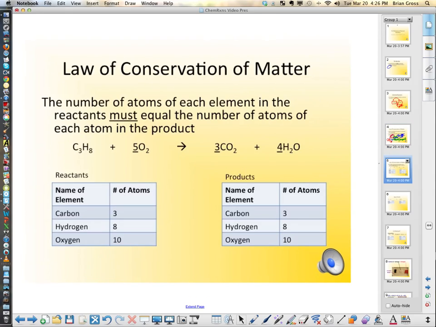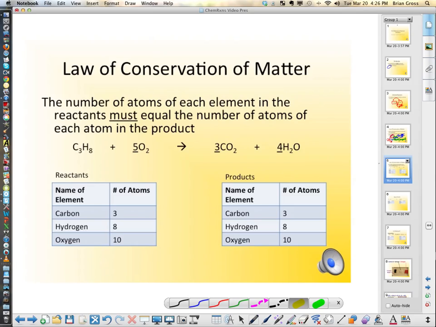So let's go back though, because I'm a little confused. I thought we were talking about chemical reactions. So how does the conservation of matter actually relate to this idea of chemical reactions? And first, what I want to say is that the number of atoms, which we've learned is the smallest unit, right?